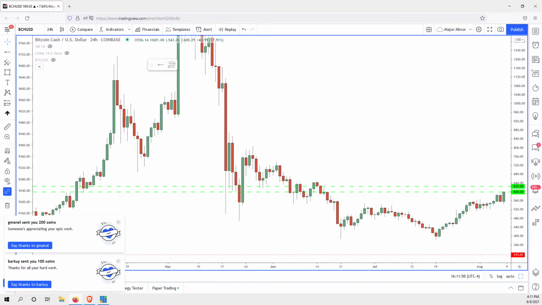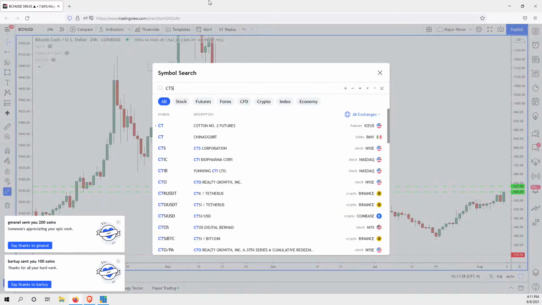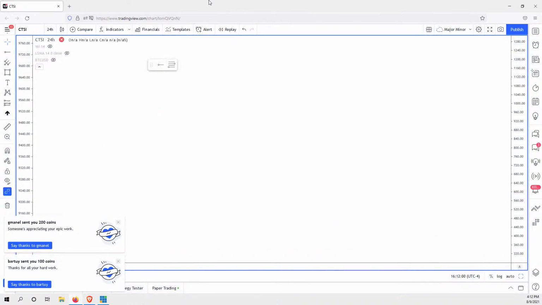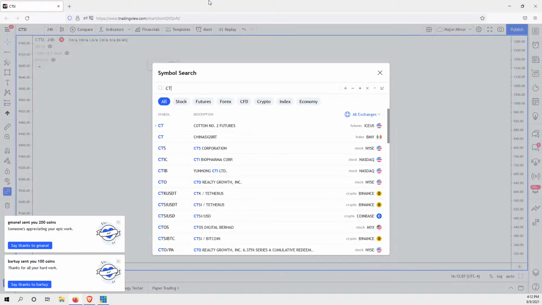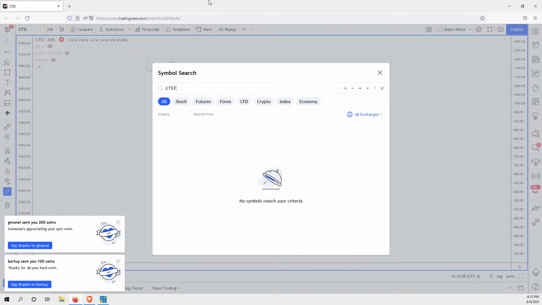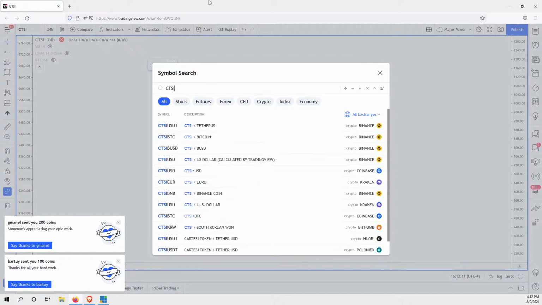All right, let's see what else we got. So that's BCH. Edgar from Philippines. Hey, Edgar, welcome from the Philippines. All right, can you please take a look at CTSI? All right, CTSI. Let's take a look. CTSI. Why am I not getting that? Do I have the right symbol here? CTSI. Oh wait, CTSI.